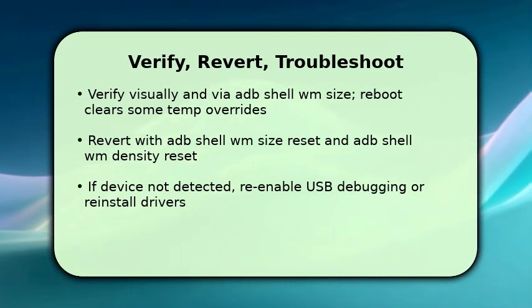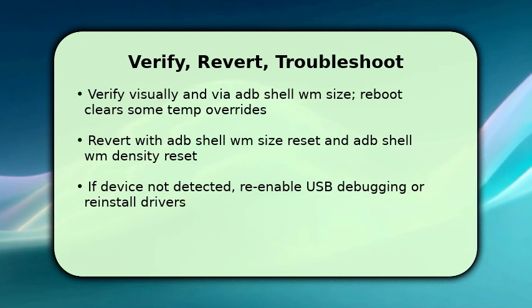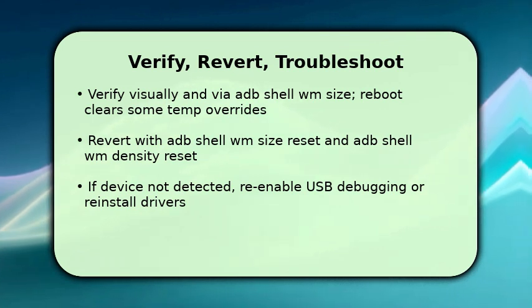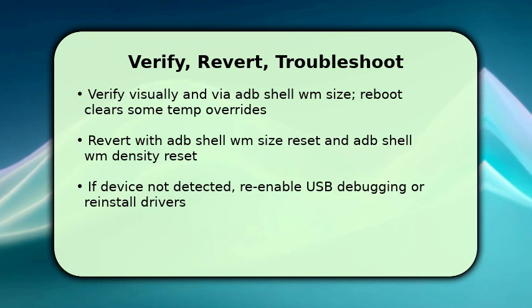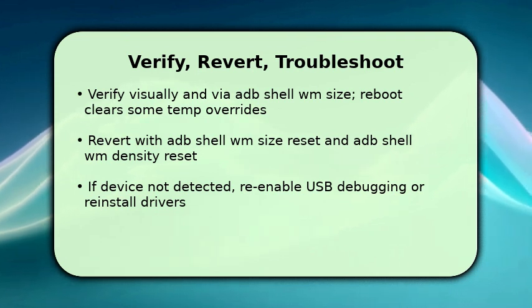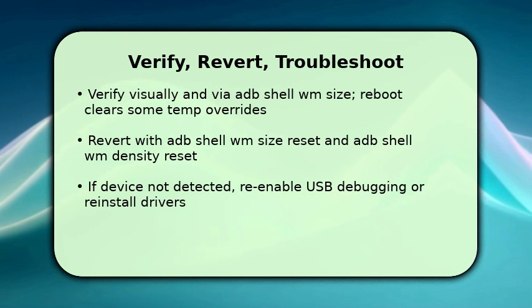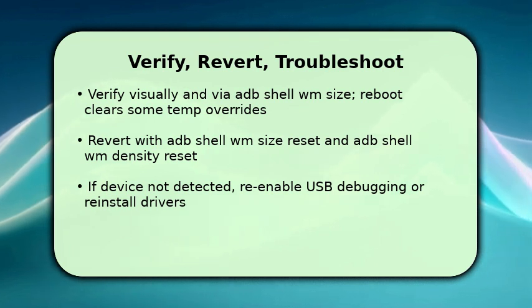Note that wm changes are system level, but may revert on some firmware after a reboot. If so, repeat the commands or use a script on each boot. To undo any change instantly, run adb shell wm size reset and adb shell wm density reset.